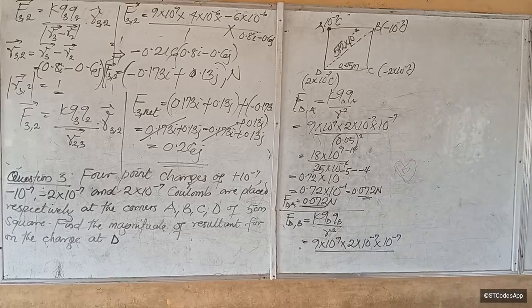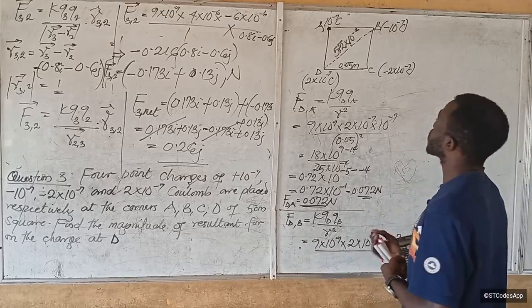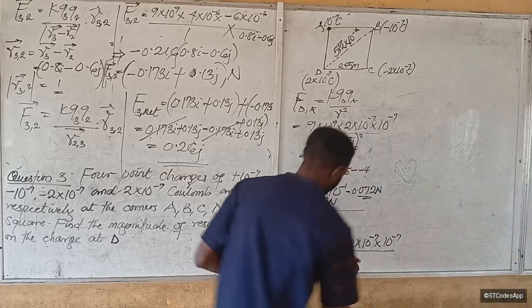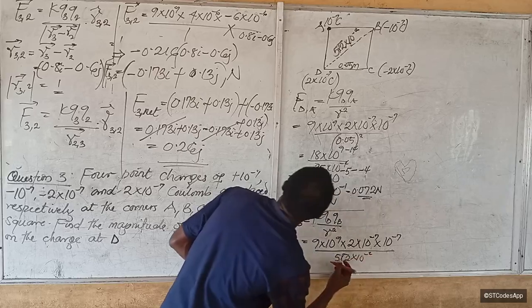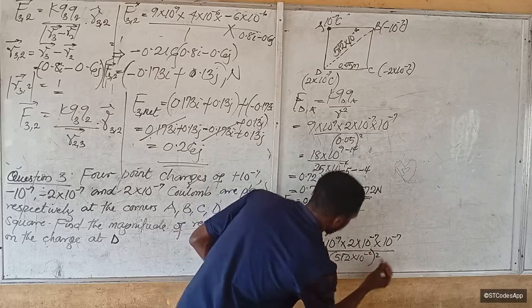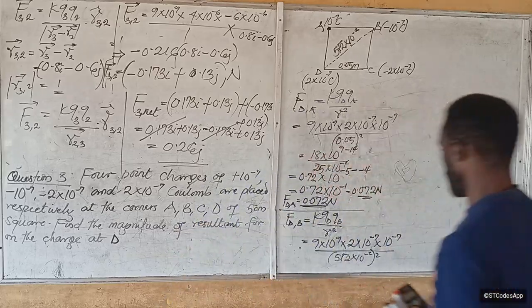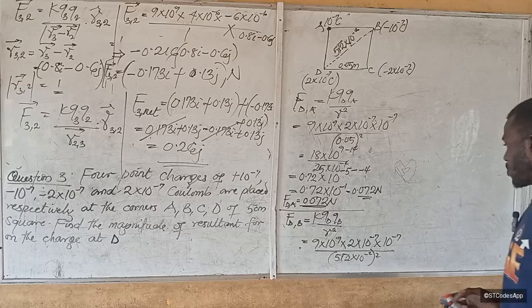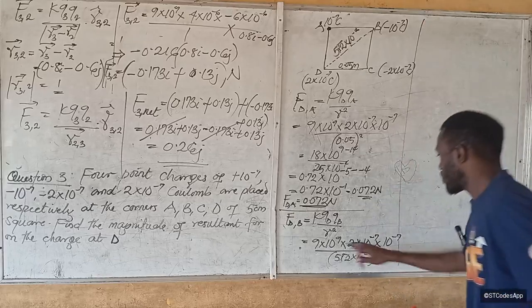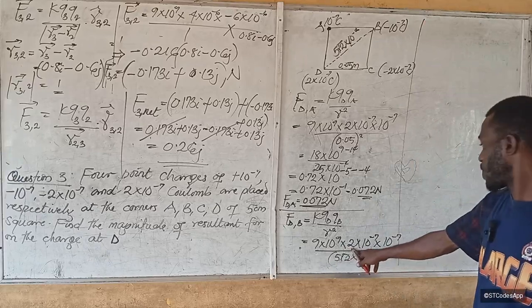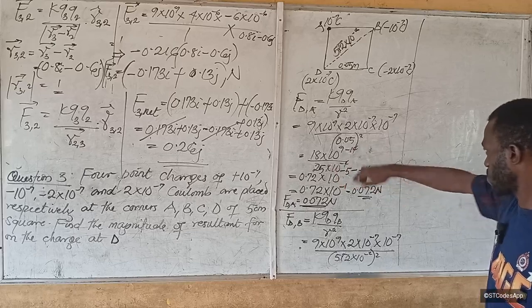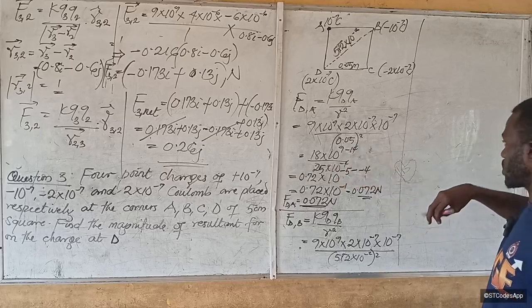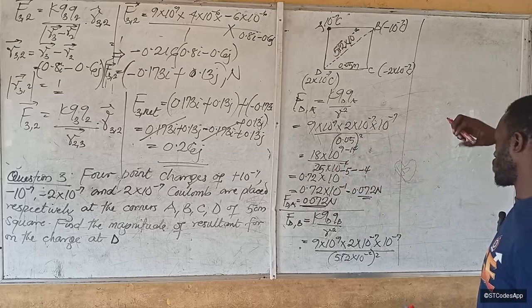Okay, so we've gotten our distance of separation. So that becomes 5 root 2 times 10 raised to the power minus 2, all squared. So what we'll have is this times this, 18 times the same thing, pretty much what we had on top. 18 times 10 raised to the power minus 5.